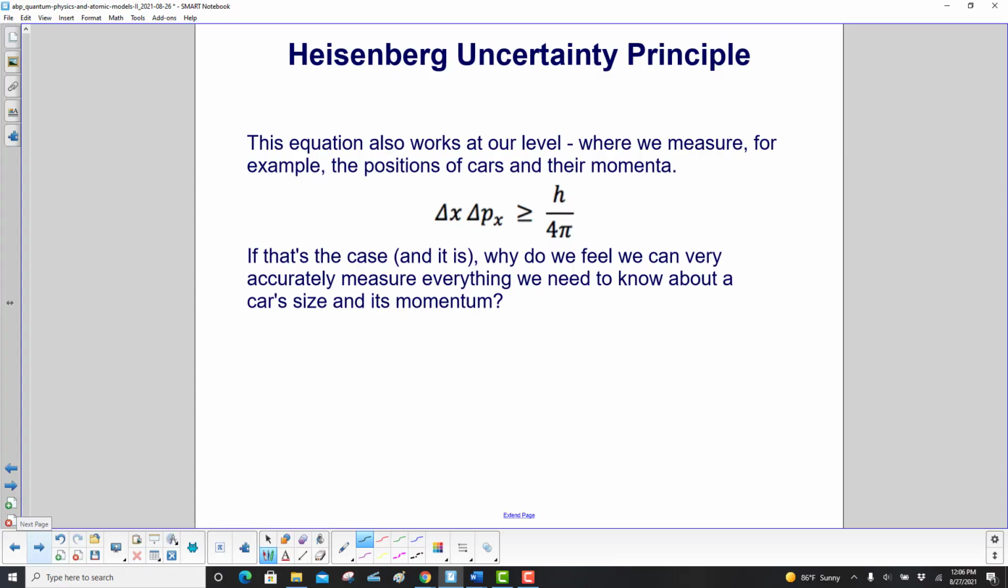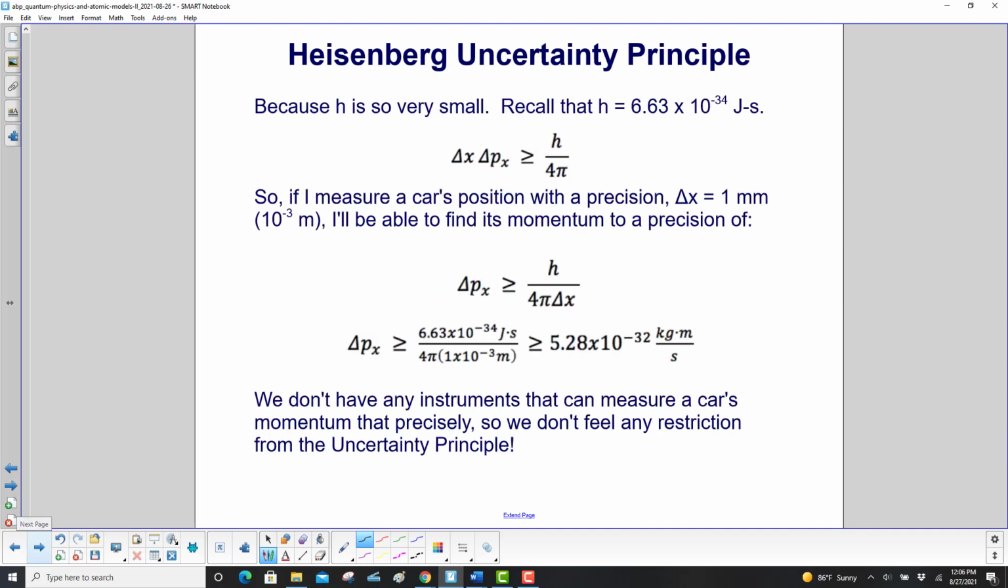This equation also works at our level, where we measure, for example, the position of cars and their momenta. If that's the case, and it is, why do we feel we can very accurately measure everything we need to know about a car's size and its momentum? Because Planck's constant is so very small.